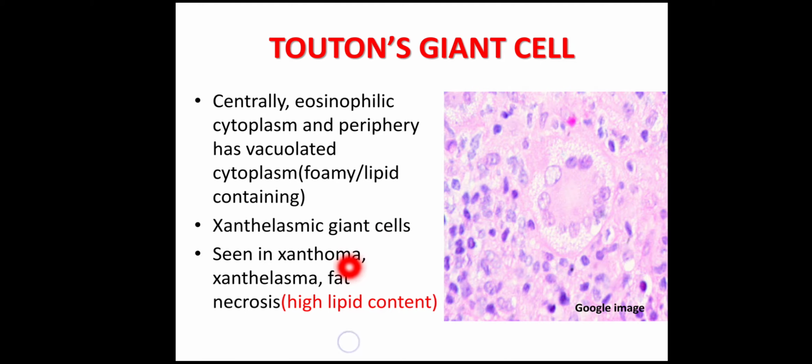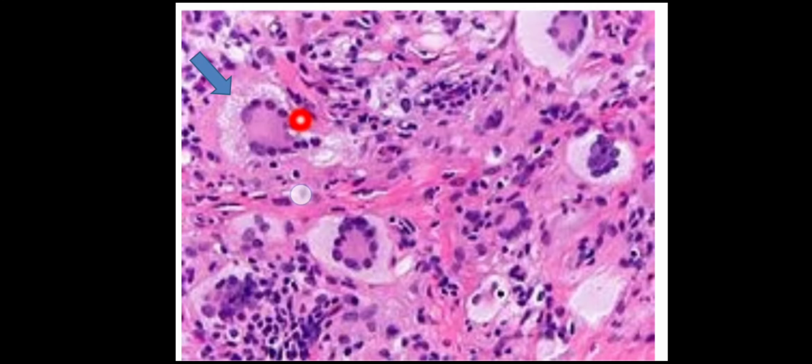They are seen in lipid rich lesions like xanthoma, xanthelasma, and fat necrosis. All these lesions are characterized by high lipid content. So you should remember that there is two-toned cytoplasm: peripheral is foamy, center is eosinophilic. Again, this is a picture of Touton's giant cell. You can see the arrangement of the nuclei. There is a central eosinophilic cytoplasm and the peripheral foamy cytoplasm.